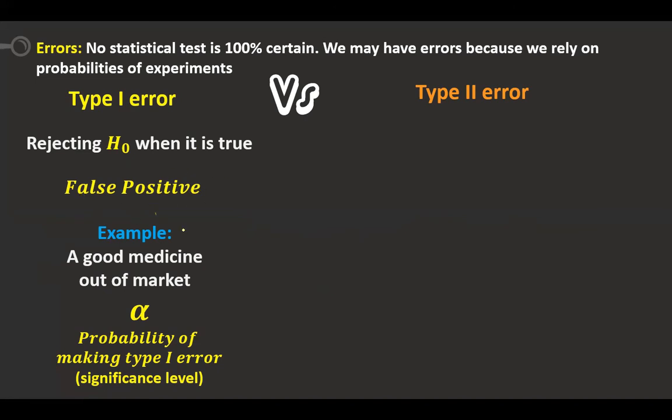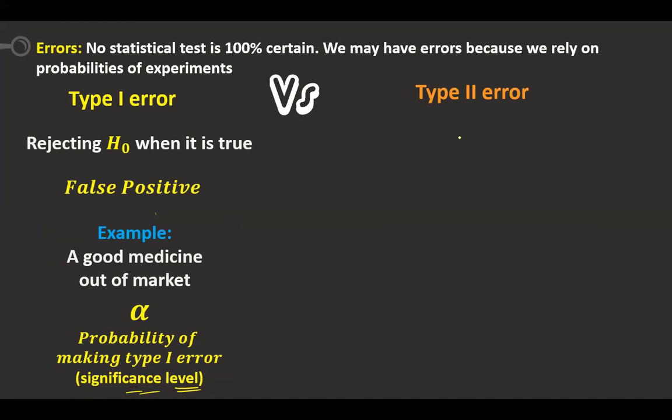When I want to give an example, I can give the example of a good medicine going out of the market. Now, it is denoted by alpha. What is that alpha? Alpha is the probability of making a type 1 error. This alpha is also called the significance level. It is very, very important. You have to remember that it is also called the significance level.